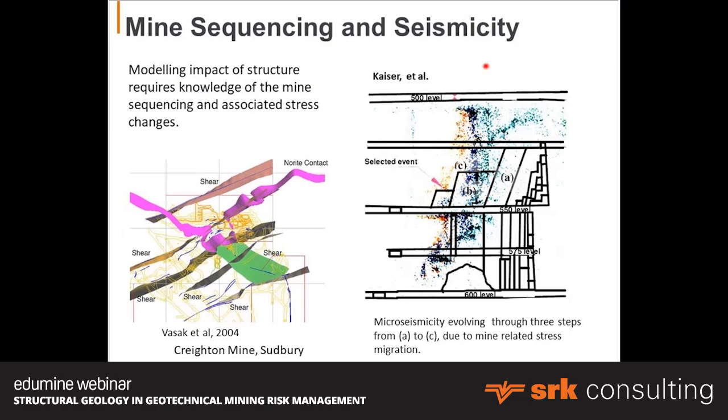What we find if you look at your mine sequencing and how we're mining in different areas, is that here, for example, this is a map of microseismicity. You see that it's actually changing from zone A to zone B to zone C as you mine in different parts and mine at different times. So there's a close interaction between where is the risk, where is the seismicity, and where are you mining. So knowledge of the mine sequencing and what sort of stress changes will happen in your mine is very important.